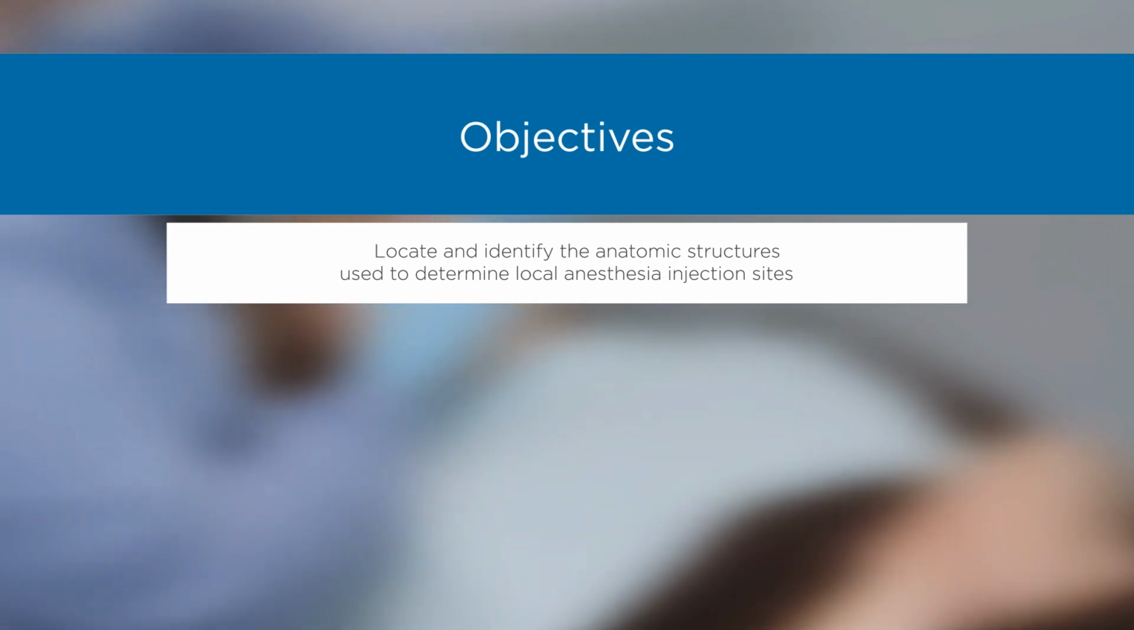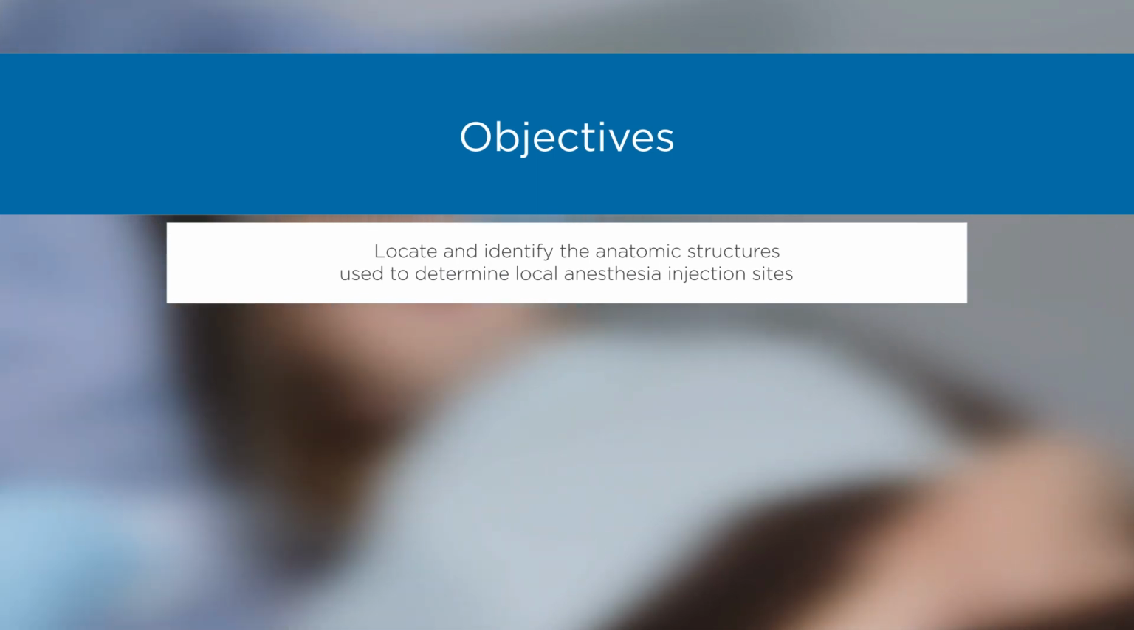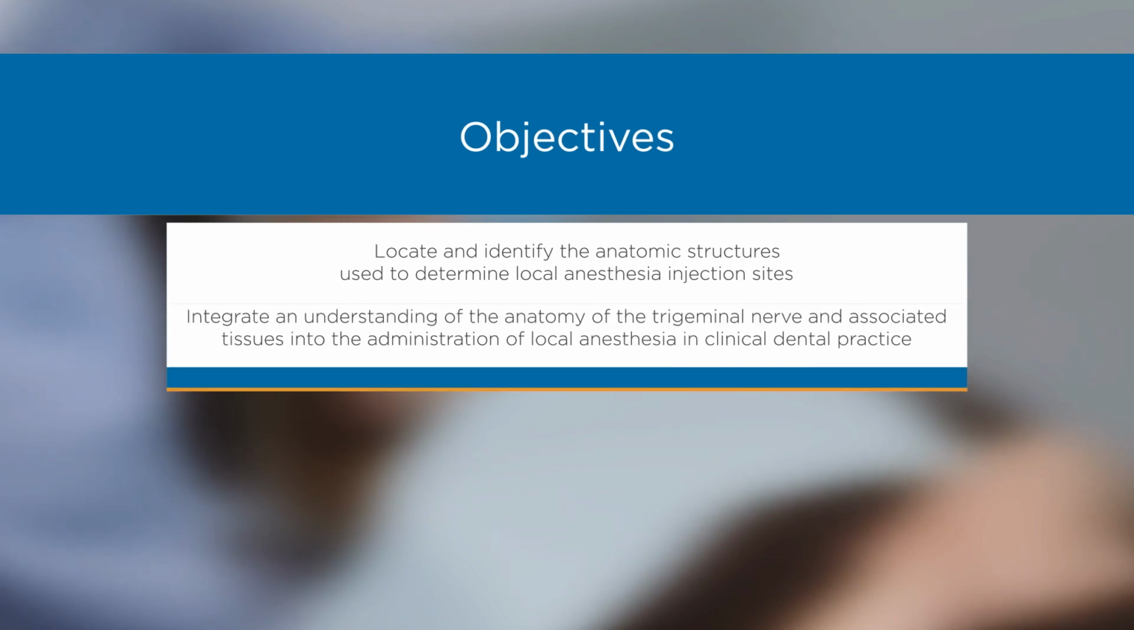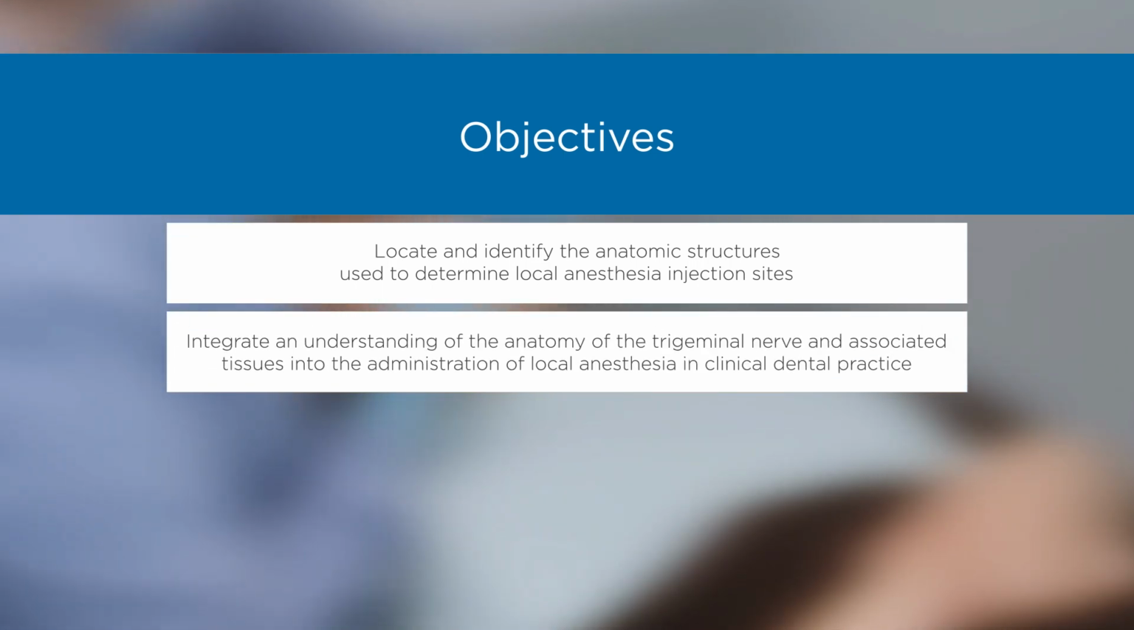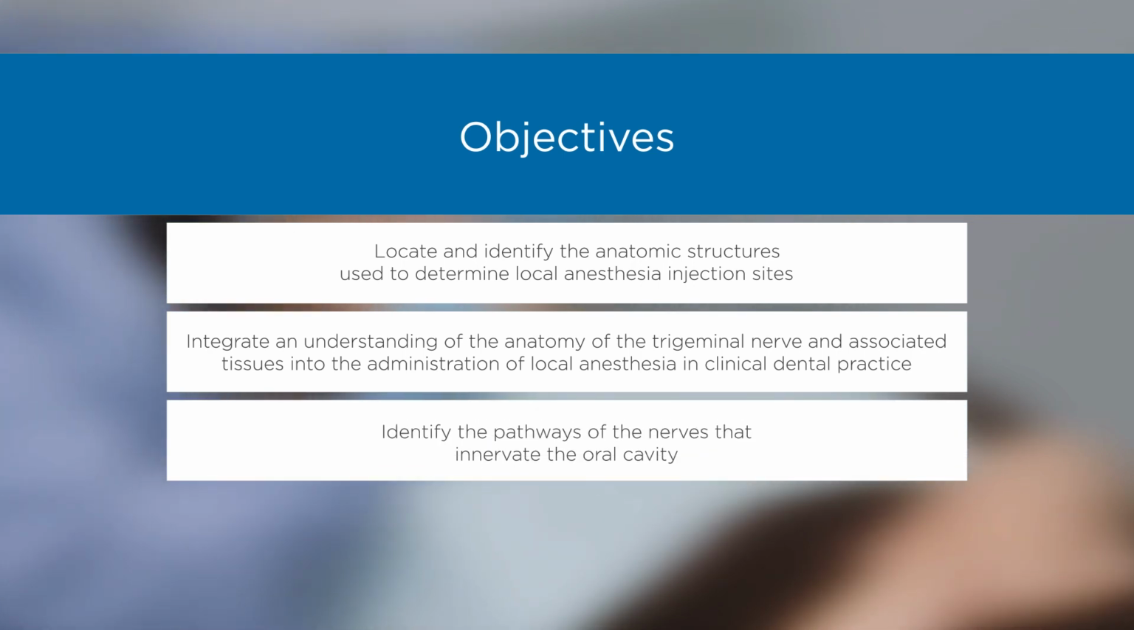Objectives: Locate and identify the anatomic structures used to determine local anesthesia injection sites. Integrate an understanding of the anatomy of the trigeminal nerve and associated tissues into the administration of local anesthesia in clinical dental practice. Identify the pathways of the nerves that innervate the oral cavity.